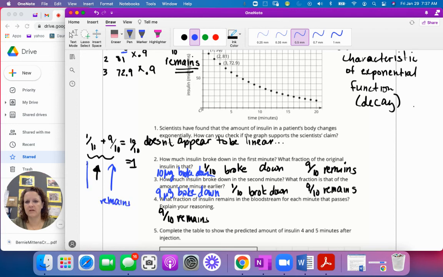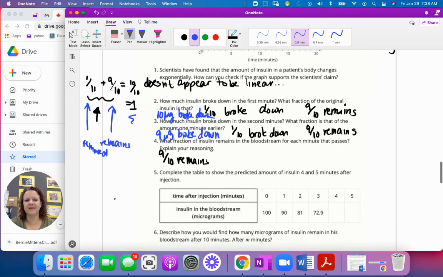All right, if you notice, whenever we do these exponential decay fractions, how much remains and how much was removed, if I add those together, it equals 1. Okay, it's a pizza pie. If I take out 1 slice, 9 slices remain. Put them together, I've got a whole pizza pie. All right.